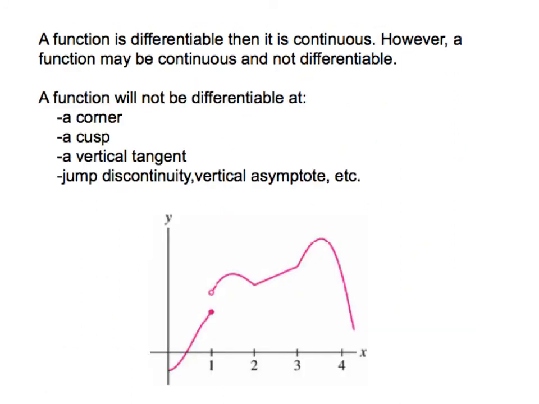Okay. And here is a little bit more on where that corner didn't work out and other examples that are very, very similar. If a function is differentiable, then it is continuous. However, a function may be continuous and not differentiable. So a function will not be differentiable at corners, cusps, which are similar, vertical tangents, jump discontinuities, vertical asymptotes, etc. Okay, so kind of similar to where we didn't have some continuity with the tangents or the asymptotes, but the corner and the cusp, those are locations where you are continuous, but you are not differentiable.